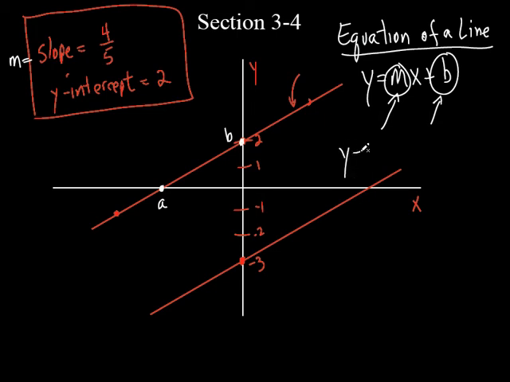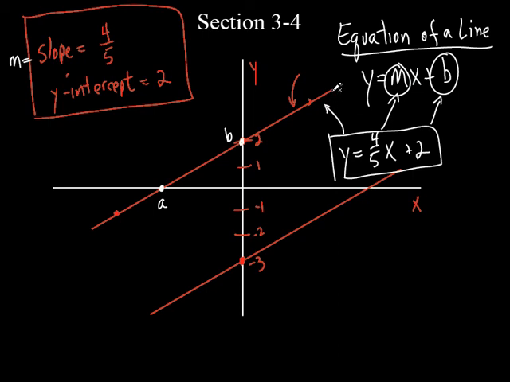So let's work this out. y equals, what is the slope of this line? 4/5, right. And then what do I say about the x? We just write it in there. We just put the x. And what's the y-intercept on this? It's +2, right. So that right there describes this line, that top line.